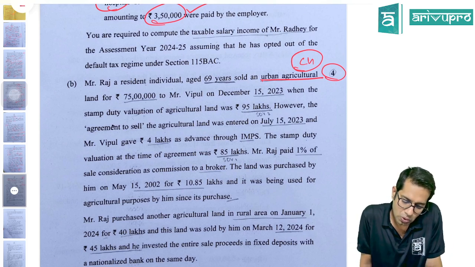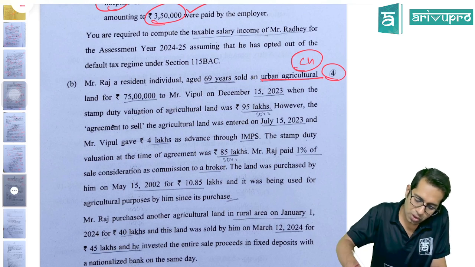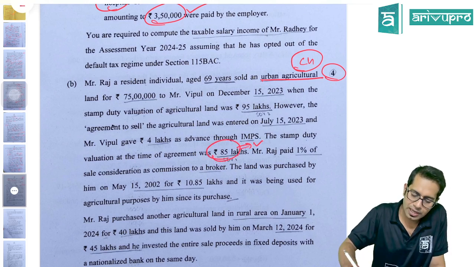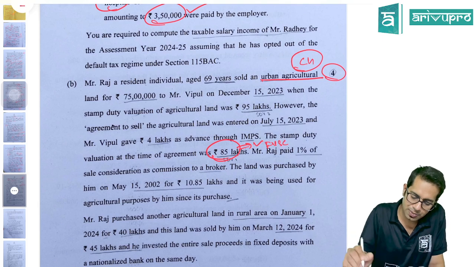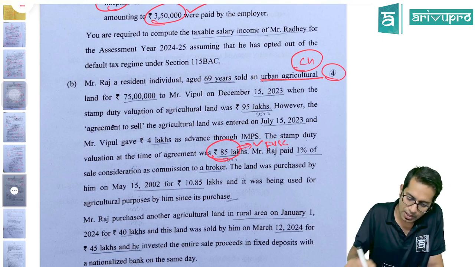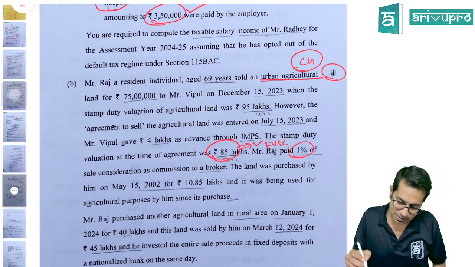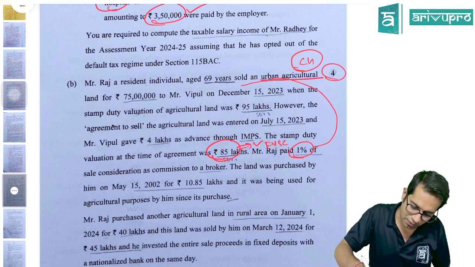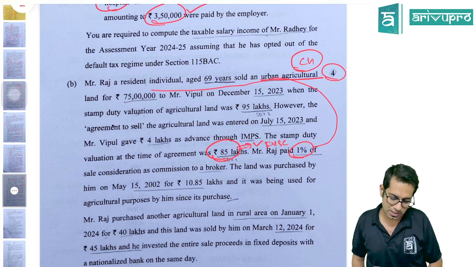However, the agreement to sell the land was entered on 15th of July, and Vipul gave 4 lakh in advance through IMPS. The stamp duty value as on date of agreement to sell, so for me, this stamp duty value will be taken as full value of sale consideration. Raj paid 1% sale consideration to the broker. So 1% will be selling expenses. 1% of what, sir? 1% of 75 lakh will be selling expenses.